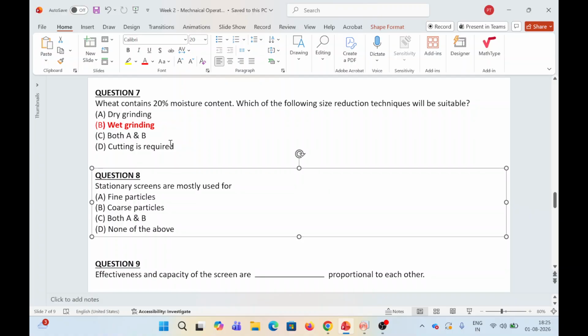Stationary screens are mostly used for: A, fine particles; B, porous particles; C, both A and B; D, none of the above. Fine particles, sir, that is A. Yes, sir. I'm talking about stationary screens.